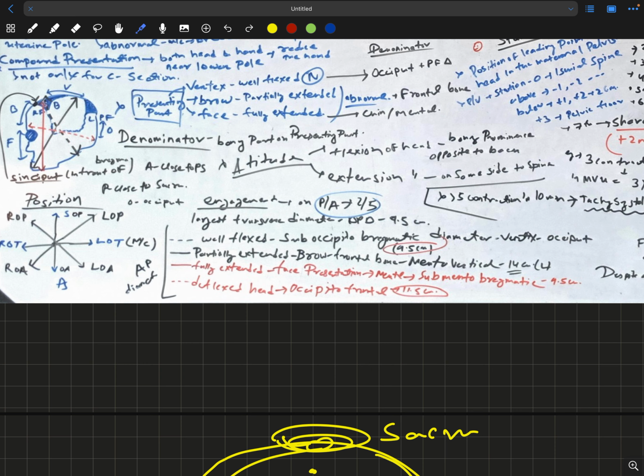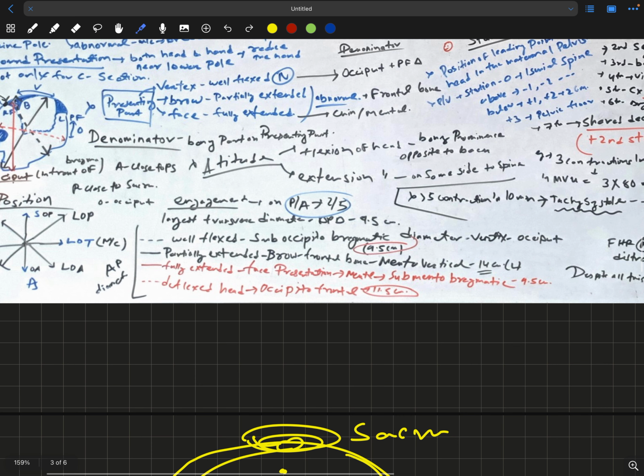In case of fully extended head, that is face presentation, the denominator is the mental prominence, and the diameter is somehow parallel to that face presentation. This is the submentobregmatic diameter. Now in case of a deflexed head, which is neither flexed nor partially extended but in between them, the occipitofrontal diameter, parallel to that, is the diameter of choice in deflexed head.